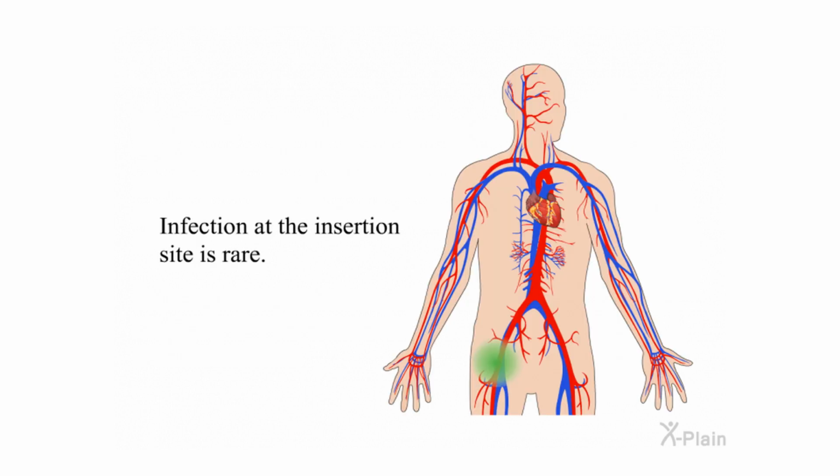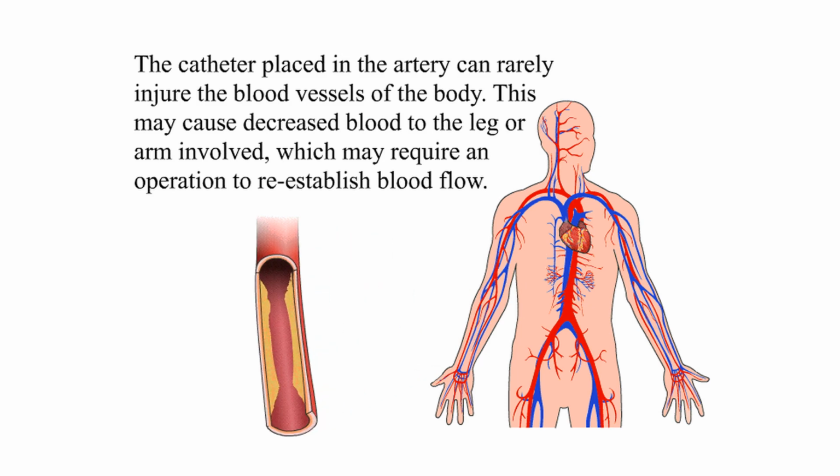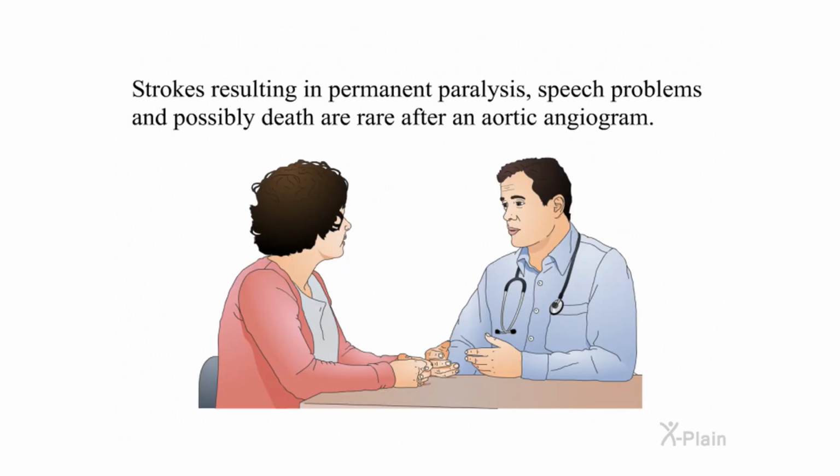Infection at the injection site is rare. The catheter placed in the artery can rarely injure the blood vessels of the body. This may cause decreased blood to the leg or arm involved, which may require an operation to re-establish blood flow. The insertion can also cause injury to a nerve in the leg or arm, depending on where the insertion was done. Strokes resulting in permanent paralysis, speech problems, and possibly death are rare after an aortic angiogram.